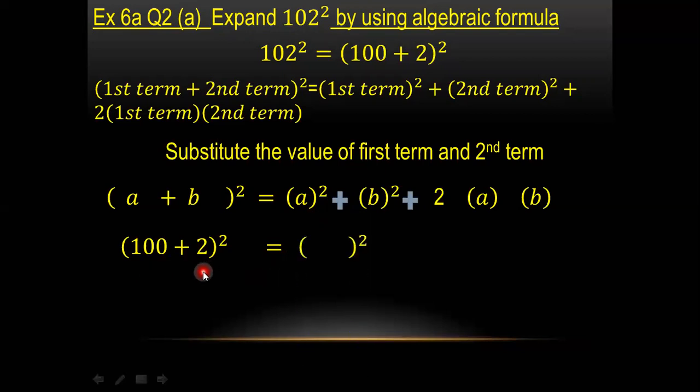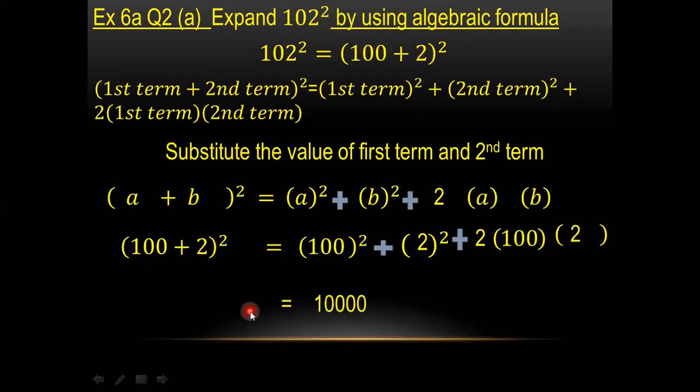I will write down blank slots first, and then I will fill the values so that you can easily see what is the first and second term and how they are substituted. In the first place I will write down 100, and in the second place I will write down 2. Here is the value of a, which is 100. Here is the value of b, which is 2. And 100 square is 10,000, and then 2 square is 4, and then 2 into 100 into 2 is 400.